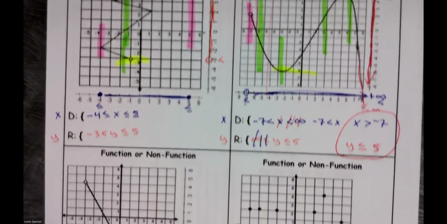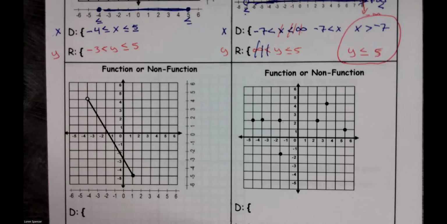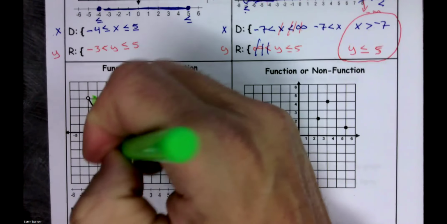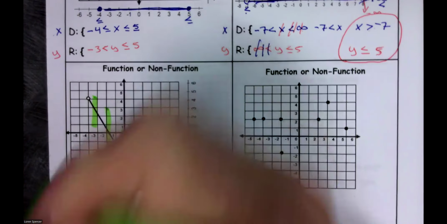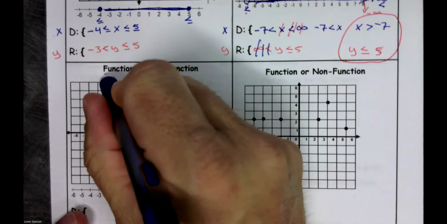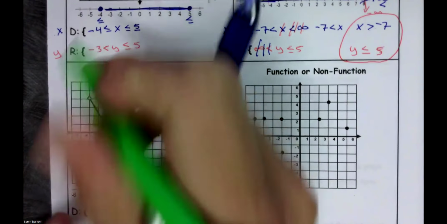All right, this next one's a lot easier than the previous two. Function or non-function? If I draw a vertical line, doesn't matter where I draw it, I can only hit that graph one time. If I can only hit it one time, that means the x's do not repeat. So this one is, in fact, a function.